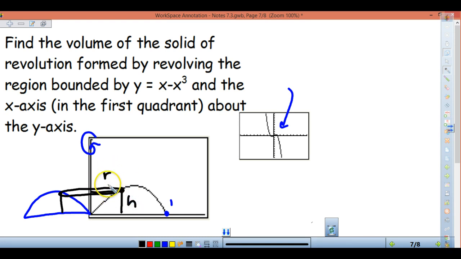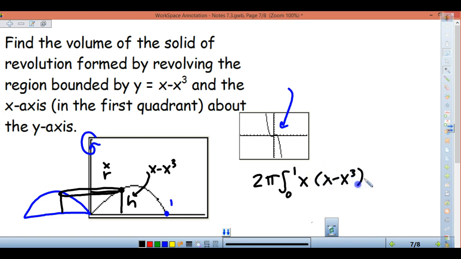The radius here is going to be changing throughout the region, and that length is x. The height is coming from the cubic, x minus x cubed. So if I want to set up my integral, I'm going to have 2 pi, lower bound of this region is 0, upper bound is 1. The radius is x, and the height is x minus x cubed, dx.